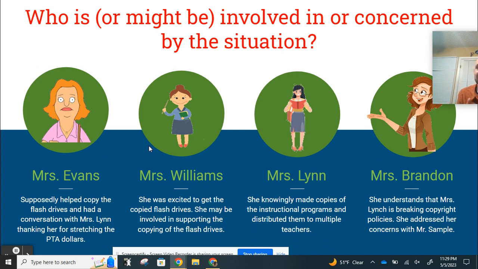Mrs. Lynn knowingly made the copies of the instruction programs and distributed them to multiple teachers. She admits that she doesn't understand the copyright laws, or doesn't have the education to know all the laws. And then there's Mrs. Brandon. She understands that Mrs. Lynn is breaking the copyright laws, and she addressed her concerns with Mr. Sample.